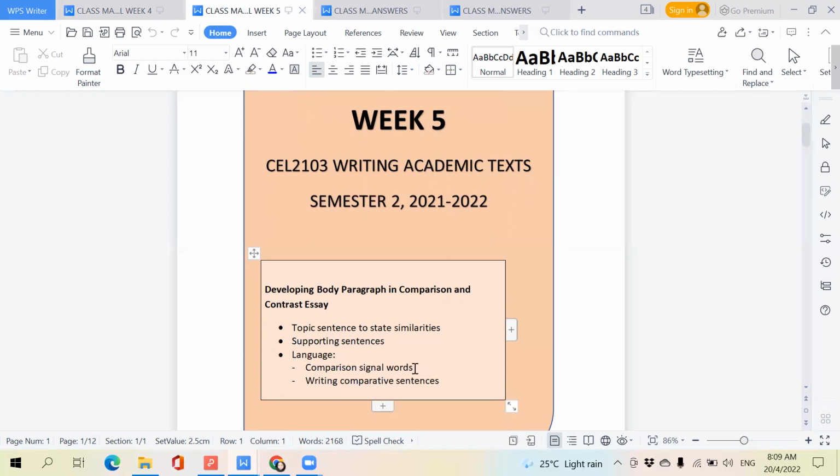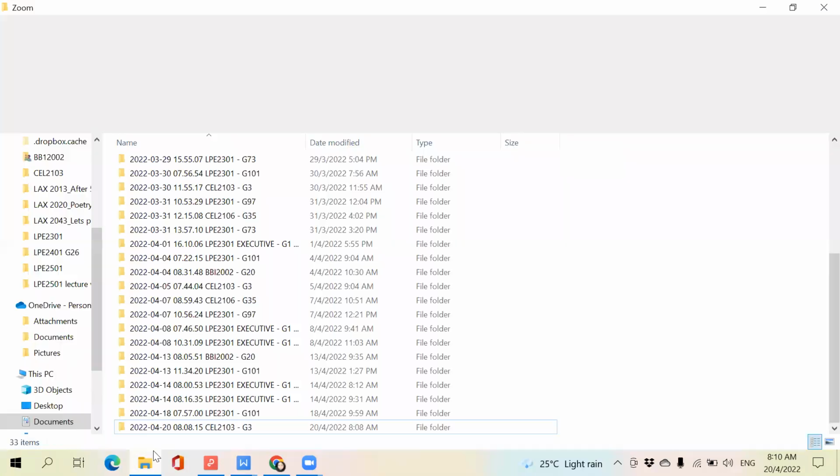What are the words that you would use when writing this essay to indicate that this is a comparison and contrast essay or a comparison paragraph? And then also we're going to learn how to write comparative sentences. Okay, all right, so remember, let me show you this one.